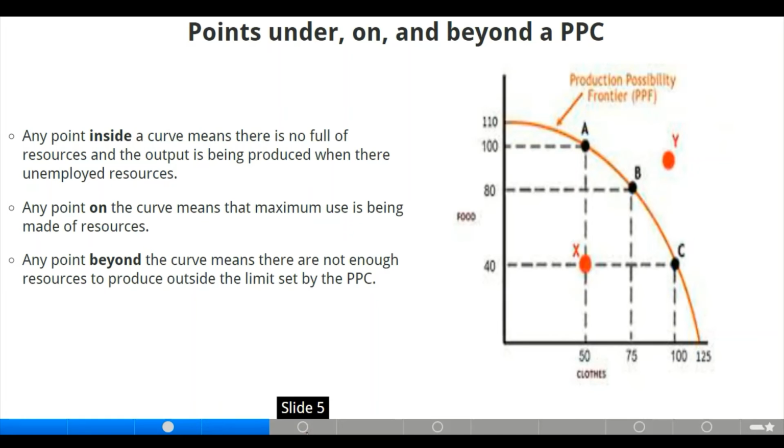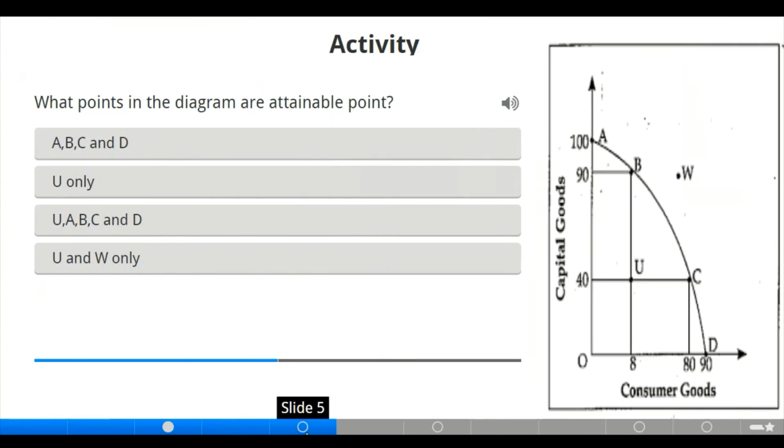Now, let us check the activity we have here. What points in the diagram are attainable? I think this is among your past questions. What points in the diagram are attainable points? We said the country is still producing at any point inside the curve and any point on the curve. We have U, A, B, C, and D. Now, let us check our options.